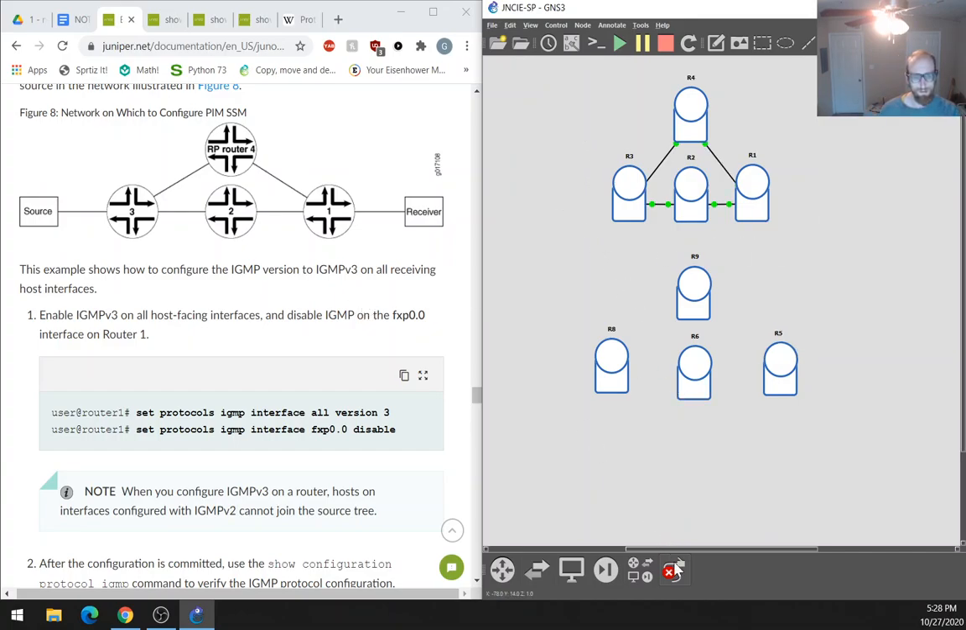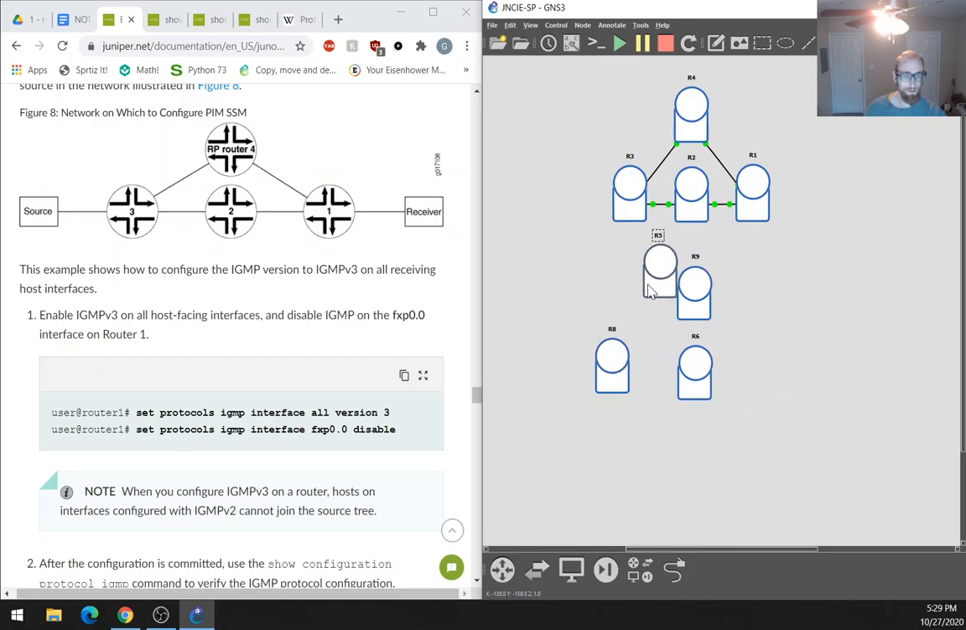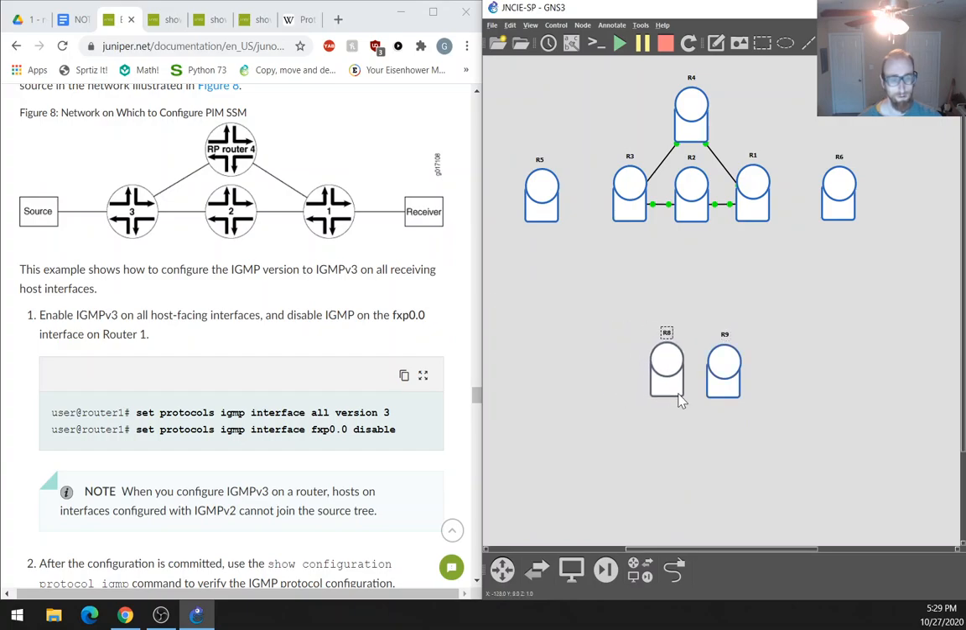Okay, so now the next step is going to be to enable IGMP v3 on all host-facing interfaces. Unfortunately, they don't label which interface is host-facing and which is not. I'm going to guess that these receiver and source are our hosts. So let's expand out the topology a bit. We'll use this as the source host, and this as the receiver host, assuming these are actually hosts. I don't see any indicator that would prove that, but it seems very likely to me.